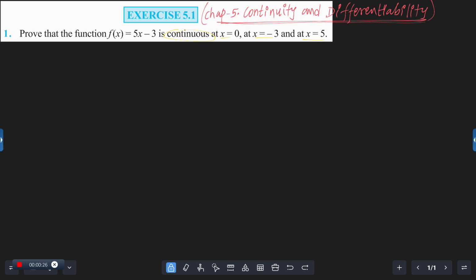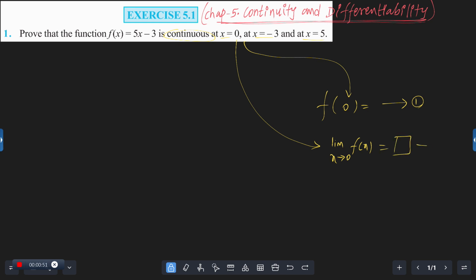If an interval is not given, you can directly check the limit and the function value. Function value means directly substituting the value, like 0, in the function, and whatever we get is the function value, answer number 1. And the limit value: the x you have to make as a limit. Limit x tends to 0, f of x. After applying the limit, what you get is answer number 2. So if 1 and 2 are equal, the function is continuous at the respective point. If not, you have to say not continuous.